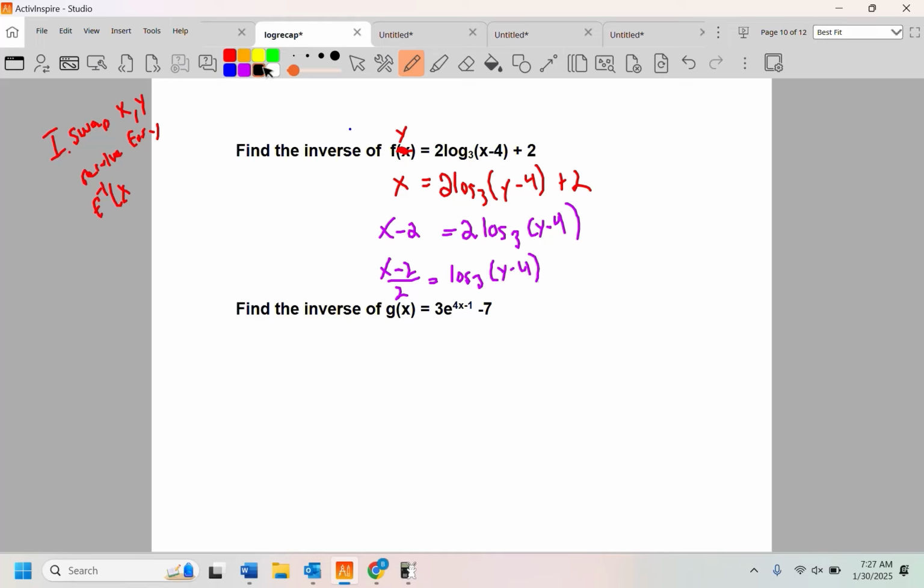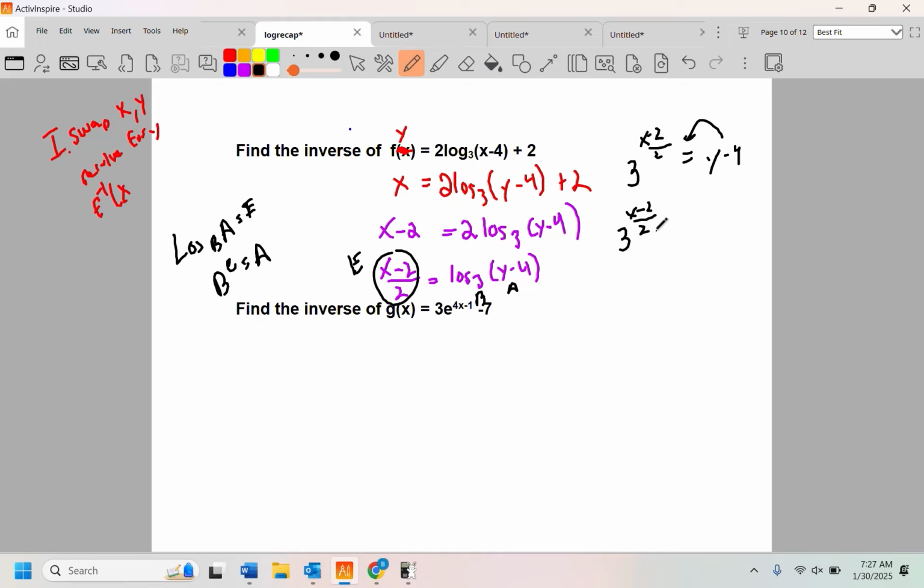All right, now we're going to do something old. We're going to do log is bay. Exponentials and logarithms are inverses of each other. Log is bay is equivalent to b to the e equal to a. So base, argument, and then all of this guy is an exponent. So we're going to have a base of 3. Our exponent is all of x minus 2 over 2. And it's going to equal y minus 4. One little step in isolation. Add 4 to both sides. And that is the inverse of f of x.